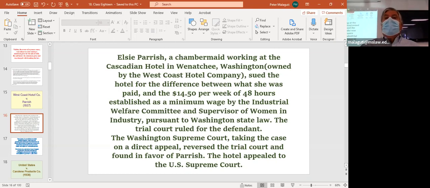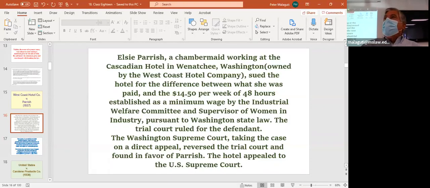A state law said that she was entitled to a whopping $14.50 a week for a 48-hour week. And if she's paid anything less than that, then that would violate the minimum wage law. The so-called Industrial Welfare Committee and Supervisor of Women in Industry created this minimum wage.